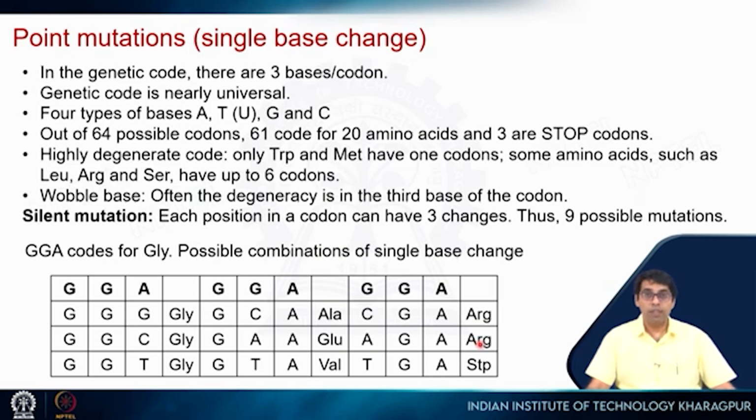Depending on where the glycine is, if it is in a loop, then any of these mutations might be tolerated. If it is something that is buried, then most of these mutations might not be tolerated. So all of these factors will determine whether a particular mutation will be acceptable or detrimental to the structure and function of a protein.